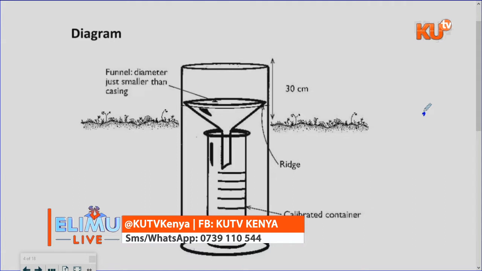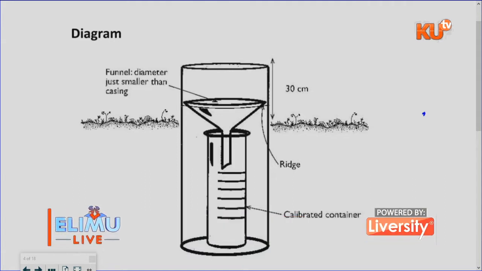So we were to look at the diagram of a rain gauge. That's the diagram of a rain gauge, as you can see. We have the upper part, that is 30 centimeters. Then we also have the lower part of the rain gauge that is dug into the ground. So this is the ground level.